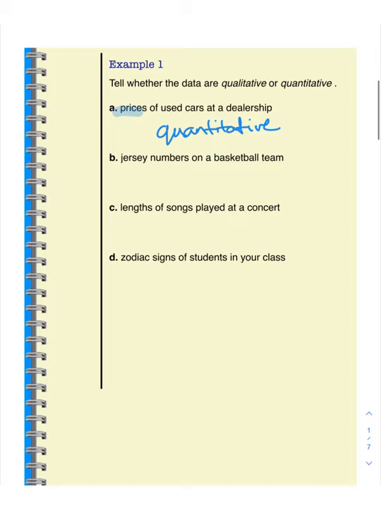This one's tricky because it's jersey numbers, and the numbers make you want to think quantitative, but a jersey number identifies a player the same way as like their last name would, which is categorical. So even though they're numbers, we're going to say it's qualitative because it's categorical. All right, and lengths of a song at a concert. If you're measuring lengths, that's a number, which means it's quantitative. And zodiac signs are a category, so that is qualitative.